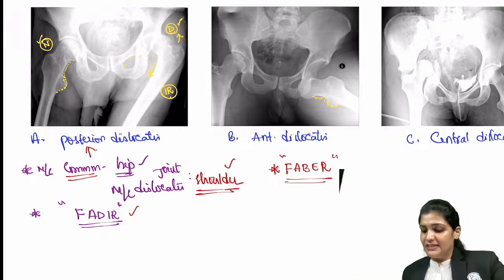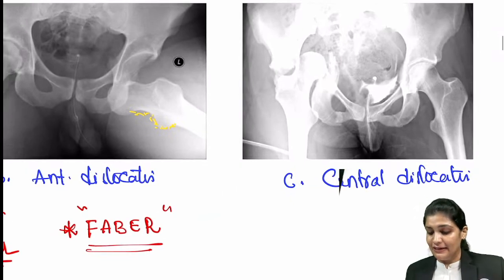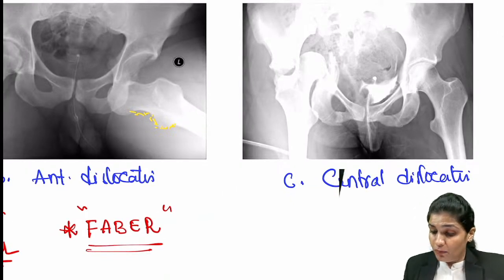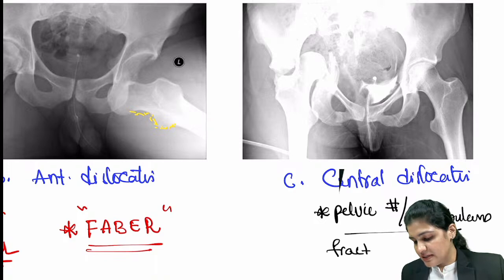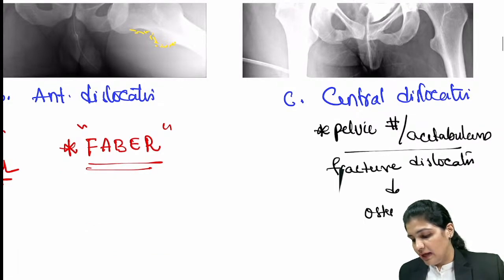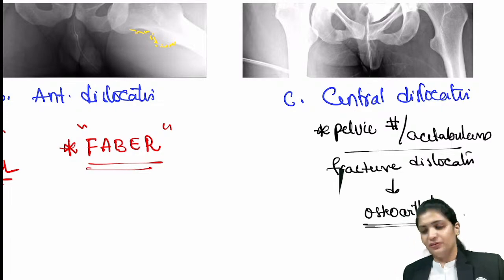And here the central dislocation. The central dislocation is almost always associated with the pelvic fracture, or the acetabulum fracture. So it is always a fracture dislocation, and inevitably it will go to osteoarthritis. So why are we very much worried about the dislocations?